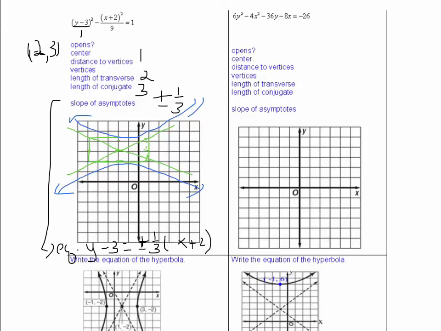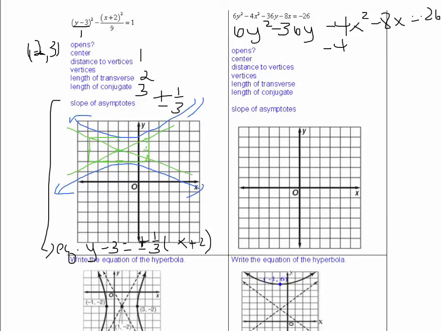Okay, looking at this next one, you know you're going to need to complete the square. I'm not going to do the whole problem for you, but be particularly careful with your minus signs. When you separate out the y values, that's going to be fine. You can just factor out a 6, but when you do the x's, you're going to have the minus 4x squared minus 8x equals negative 26.